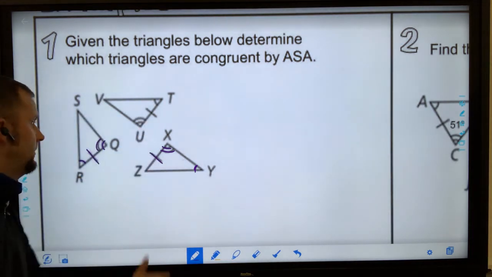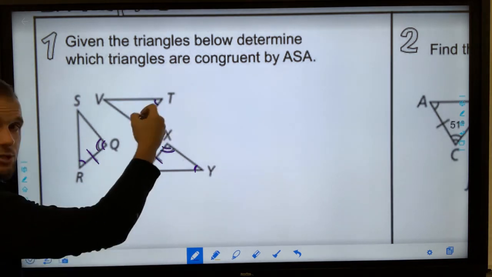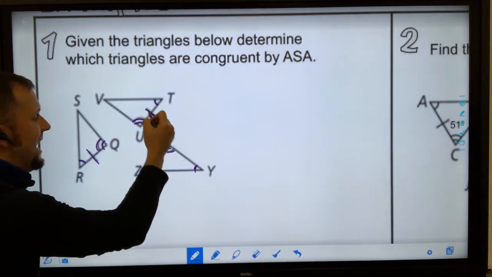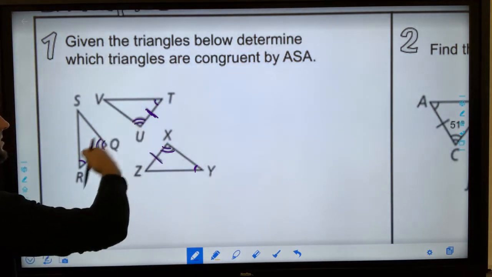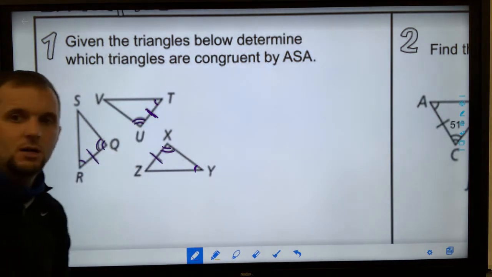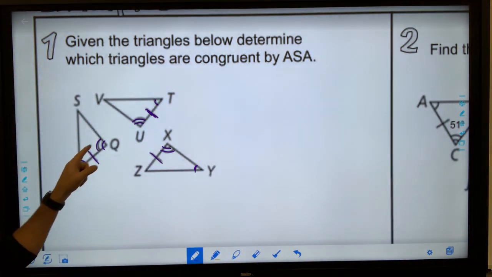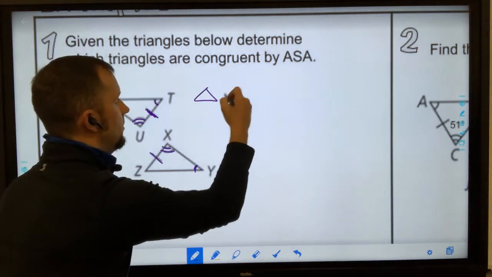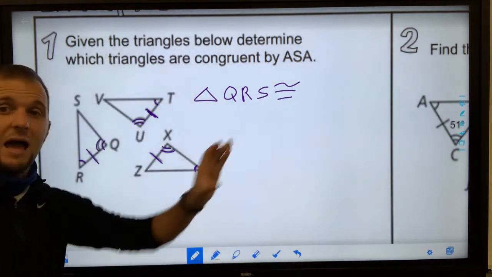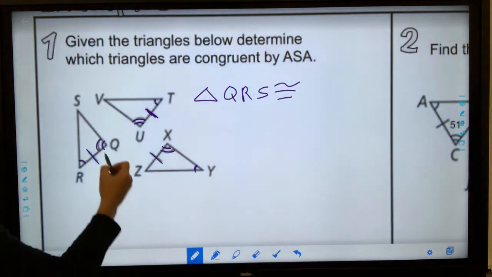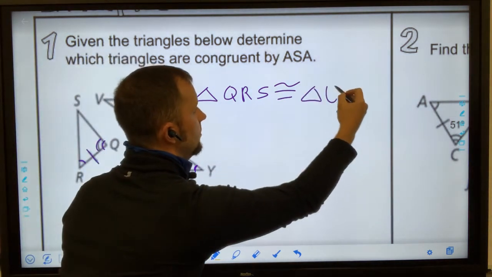Let's look at the other one. Here I have one notch and two notches, so those two angles are congruent. And the side in the middle of those two, meaning included, is congruent. That means these two triangles are congruent to each other. Let's write my congruence statement. I have triangle QRS is congruent to, and remember, I have to make sure this is written correctly. Q, with two notches, matches with U, so triangle U.